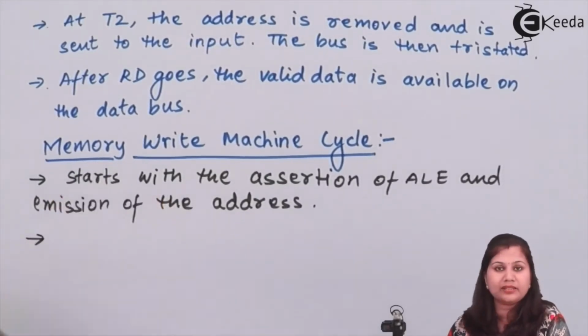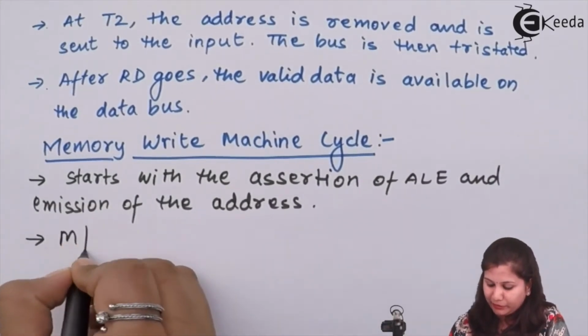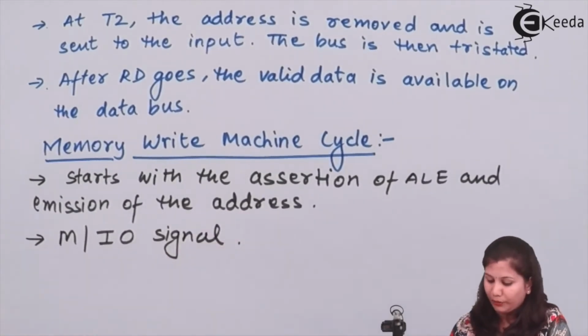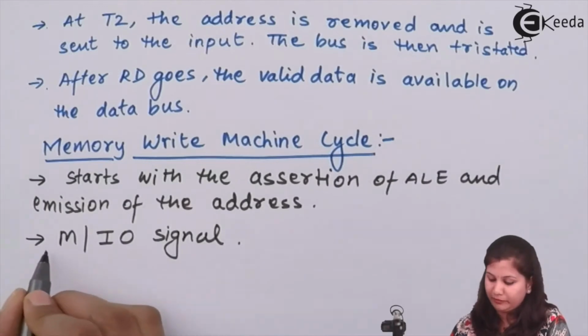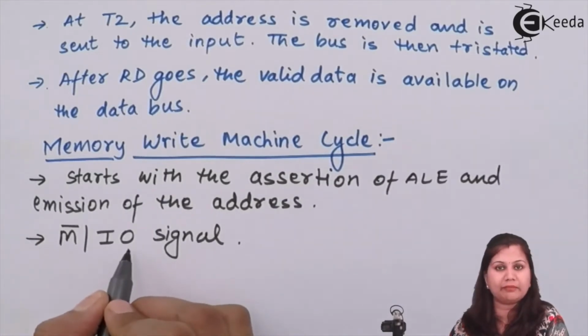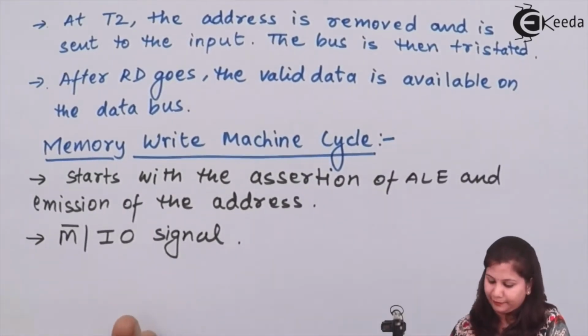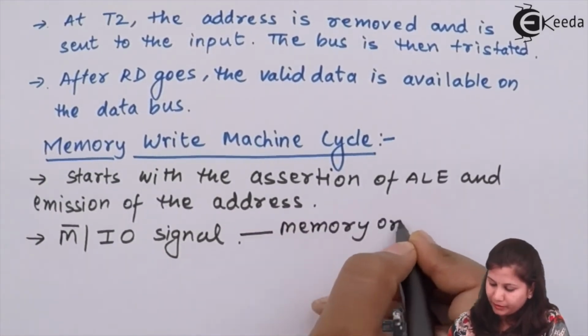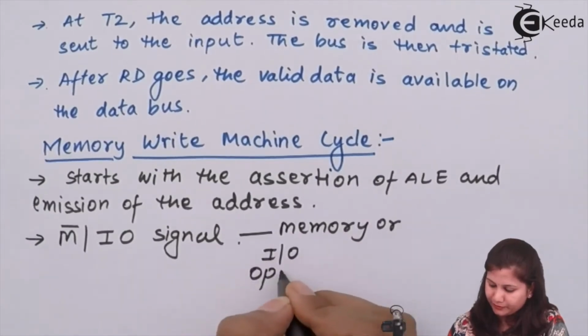Now, this can be the memory write machine cycle and also the input output write machine cycle. The write operation is the same, only the memory and the input output devices have to be decided. That will be decided by the memory and input output signal. So when this signal is low, it's a memory operation, and when the signal is high, it means that it's an input output write cycle. So it is going to decide whether it's a memory or input output operation.